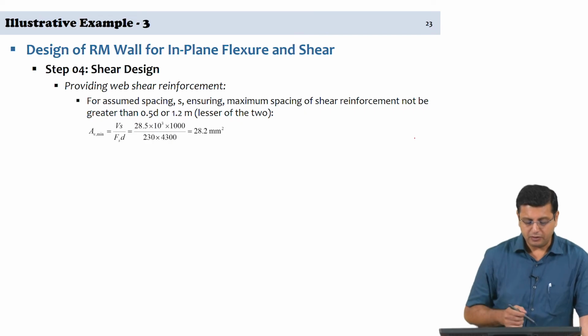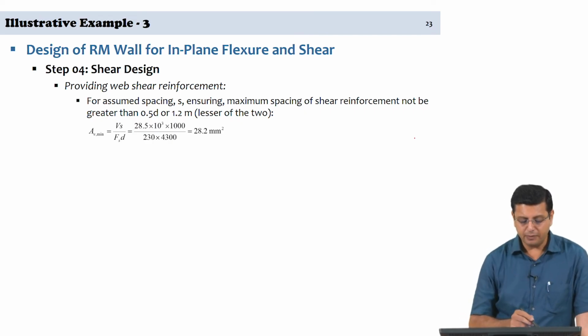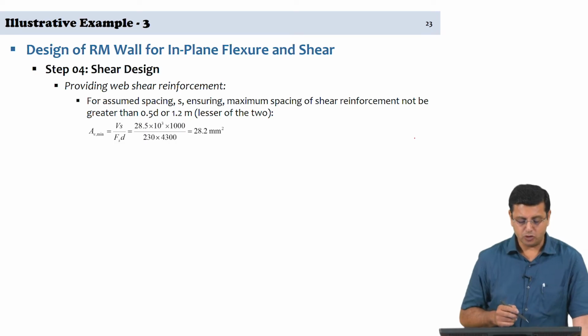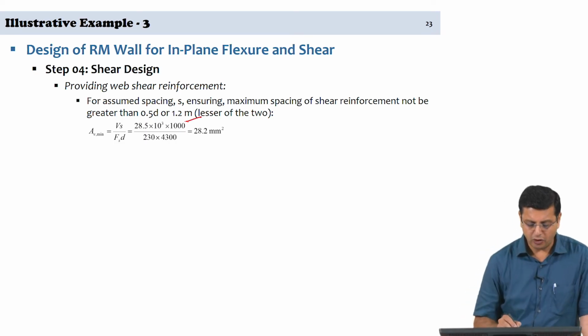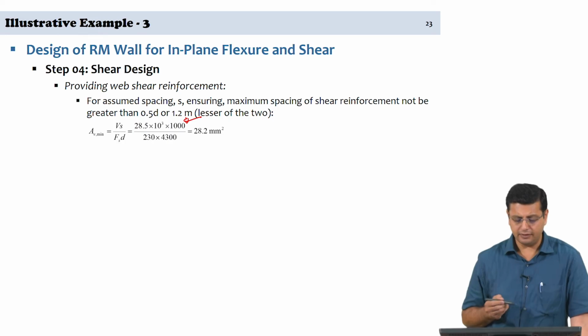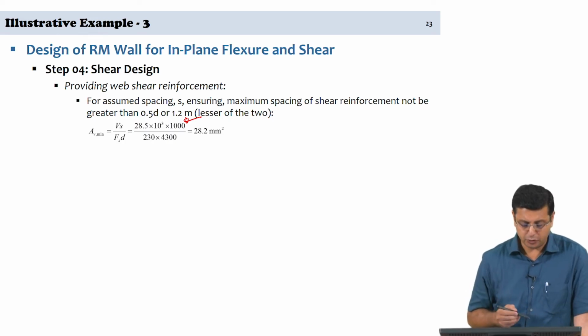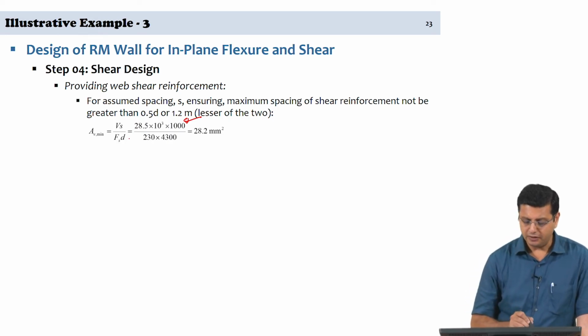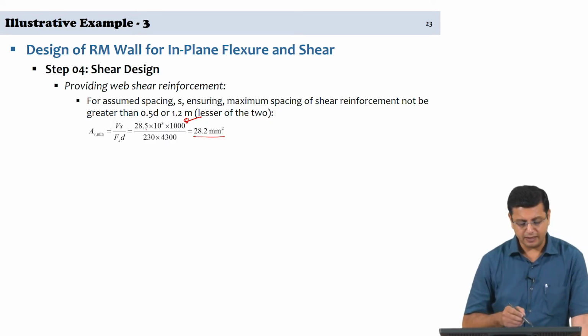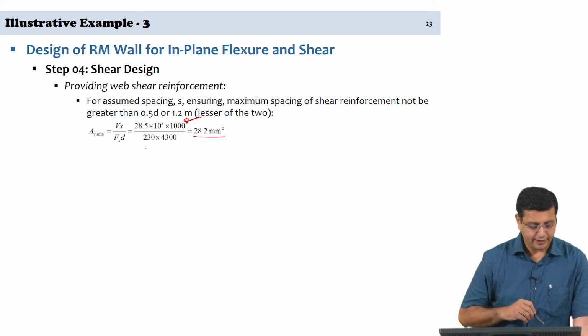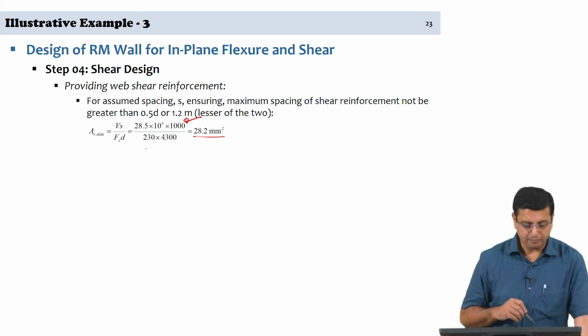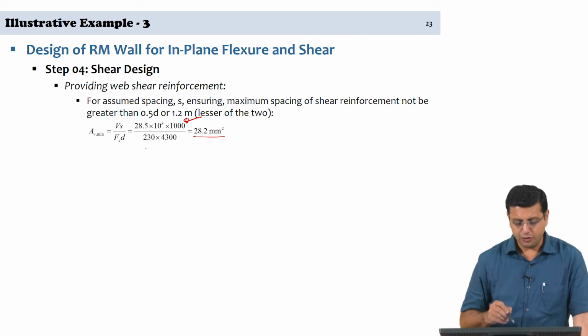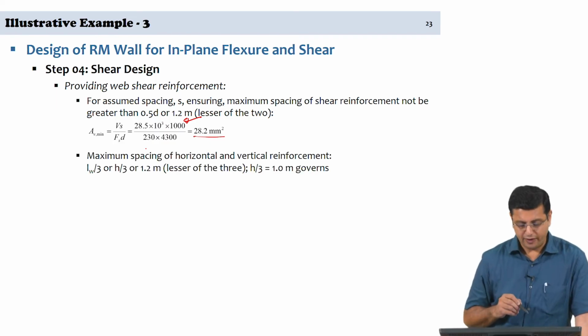So, we can check what the minimum shear steel that we are supposed to provide is, assuming a spacing of 1 meter or 1000 millimeters. The minimum area of shear steel works out to be rather low. So, Vs, where V is 28.5 kilonewtons as estimated earlier, Fs is again 230 MPa, and the effective depth is used for calculating the value of AV minimum.